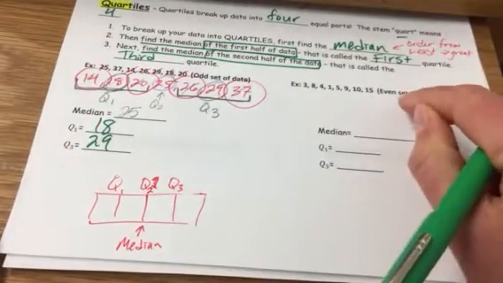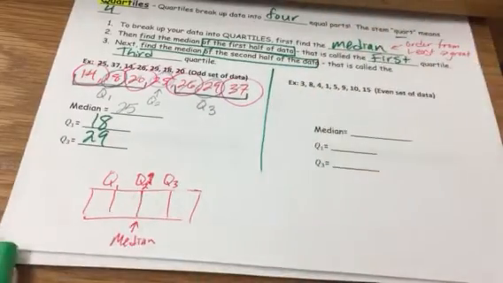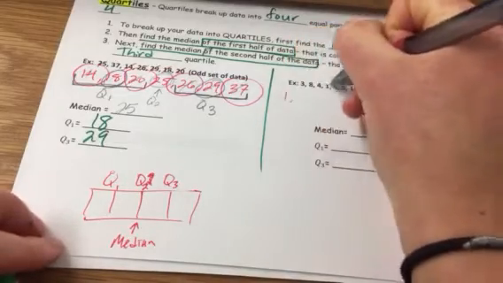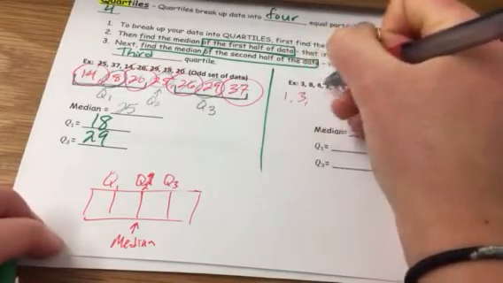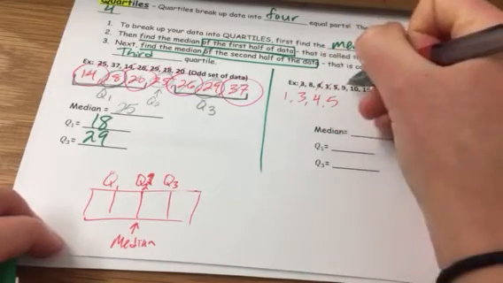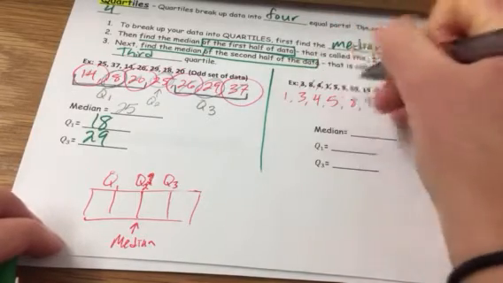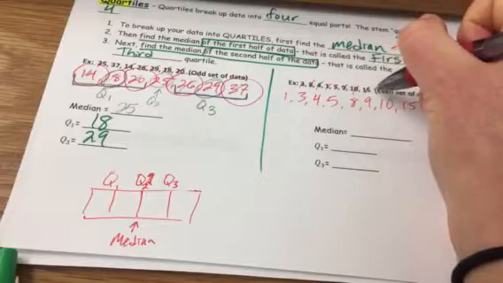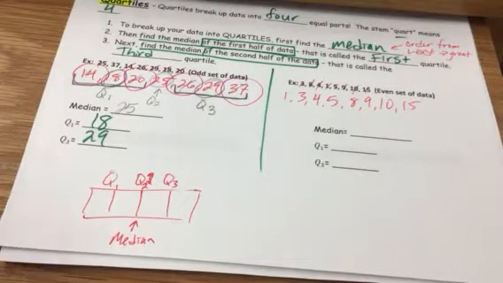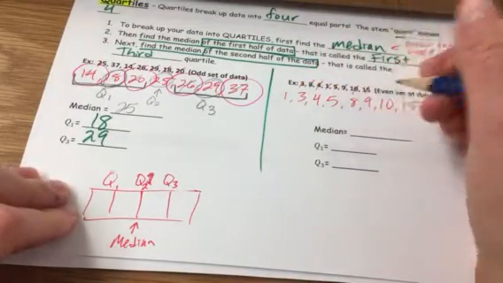Okay, let's see what happens when we get an even set of data. Again, let's order this from least to greatest: 1, 3, 4, 5, 8, 9, 10, 15. I like to cross them out to make sure I've gotten every single number. So let's start crossing these out to find our median. We're going to cut it in half, and then cut our halves in half.